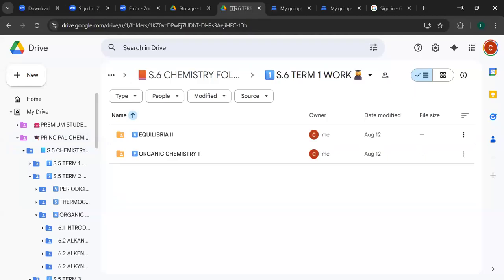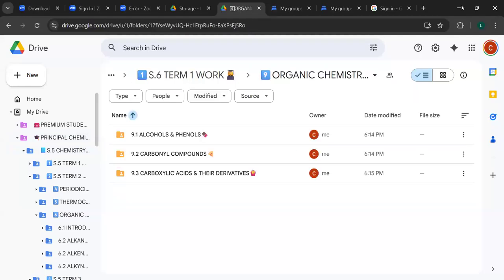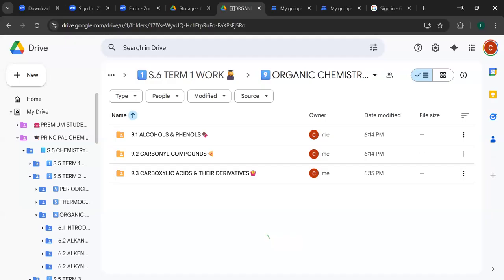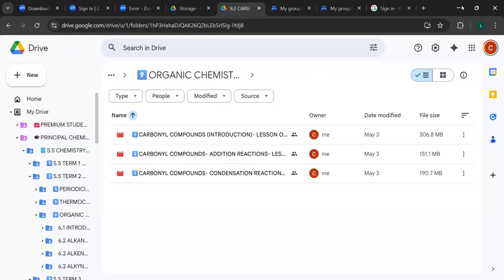Term 1, we have Organic Chemistry 2, where we have alkyl and phenols, carbonyl compounds, carboxylic acids and their derivatives. Under alkyl and phenols, the lesson is there. You can check. It is there ready for you. Then under carbonyl compounds, we have 3 lessons there, ready for you: the introduction, the one for addition reactions, and the one for condensation reactions. I will include all these on the timetable so that I find you time for covering this work. I don't want you to say I didn't give you time.